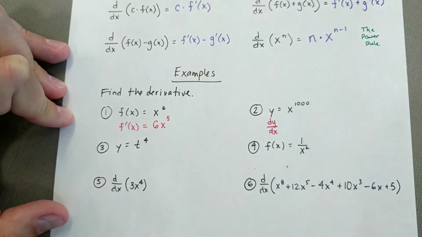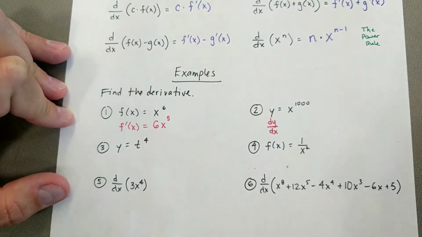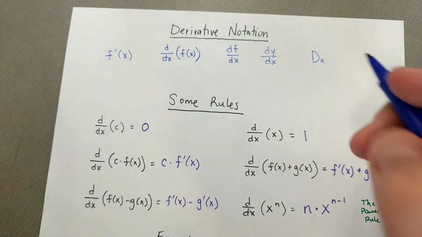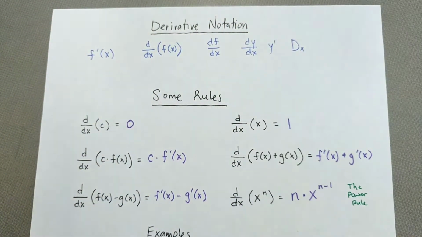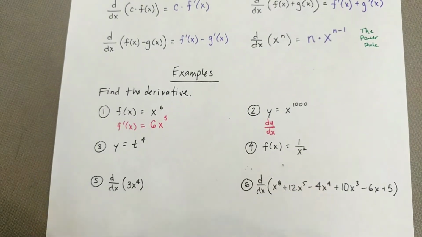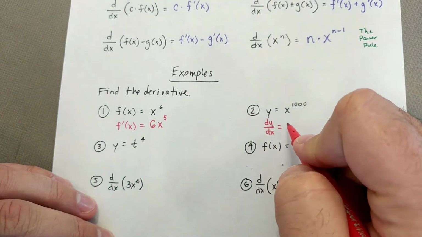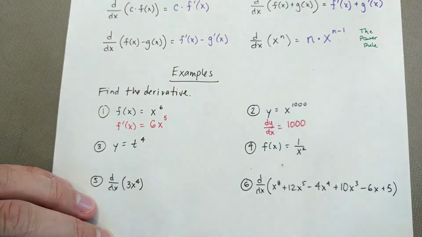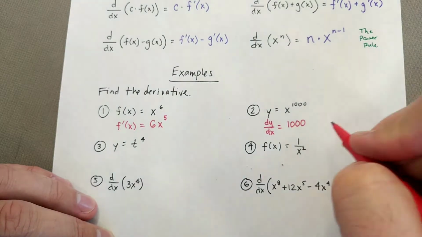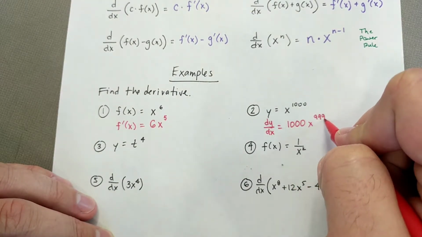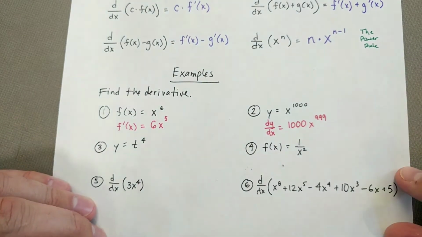I'll call it dy over dx. You could also call it y prime. I didn't say that earlier up here. I could write that up here as well. Y prime is totally allowed as a notation, just FYI. So dy over dx is equal to, and so using that power rule, my coefficient will be 1,000, since that's the exponent on the original function, times x to the, and reduce that power by 1, 999.